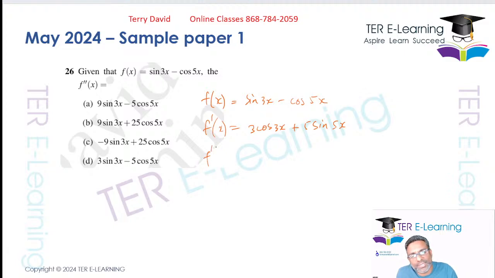Then we're going to differentiate a second time. That's your second differential. In this case, you're differentiating cosine, and if you differentiate cosine, you get negative sine. So this is going to be negative 9 sine 3x. When you differentiate sine, you're going to get cosine, so this is going to be plus 25 cosine 5x. So the only one that gives me this answer is going to be C. The answer is C.